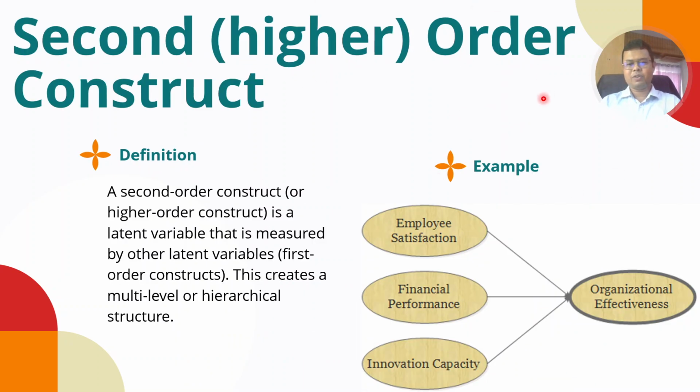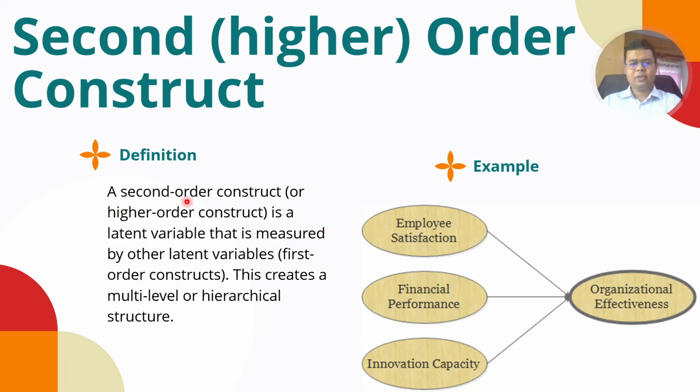On the other hand, for the second order construct, these all are first order constructs. For example, I would like to investigate organizational effectiveness, organization's performance, right? So organization's performance actually depends on many factors, many independent factors, many first order factors. What are these? Employee satisfaction, financial performance, environmental performance, right? Innovation capacity. These all are first order constructs.